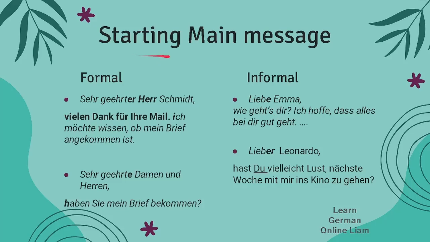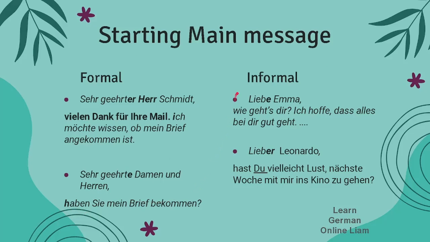So, a few examples of starting the main message. While writing a formal letter, you will have this "Sehr geehrter Herr Schmidt" that we have seen, and then you will first say thank you for your mail. "Vielen Dank für Ihre E-Mail." If you're writing to say thanks for your letter, you have to change it accordingly. And then "Ich möchte wissen, ob mein Brief angekommen ist." So, I would like to know whether you have received my letter. Here is another example, which does not say thank you, but is semi-informal: "Haben Sie meinen Brief bekommen?" So you are using Sie and then the verb conjugated accordingly for Sie in formal letters.